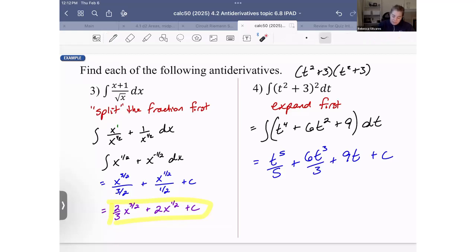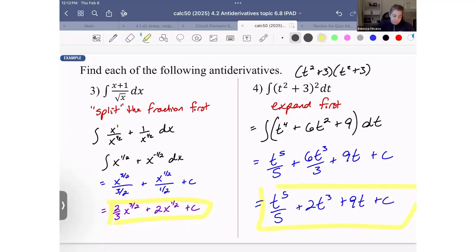And then, of course, you can clean up the 6 over 3. Call that t to the 5th over 5, or you can call that 1/5 times t to the 5th if you like. Plus 2t cubed plus 9t plus c. Any questions so far? Do you always want us to simplify it, or if we left it as 6t cubed over 3, that's okay? It probably wouldn't penalize you if you left it as 6t cubed over 3, but it usually makes your work easier later if you simplify. Okay.